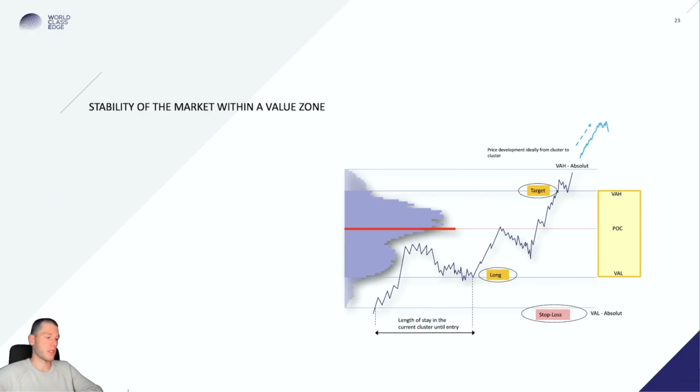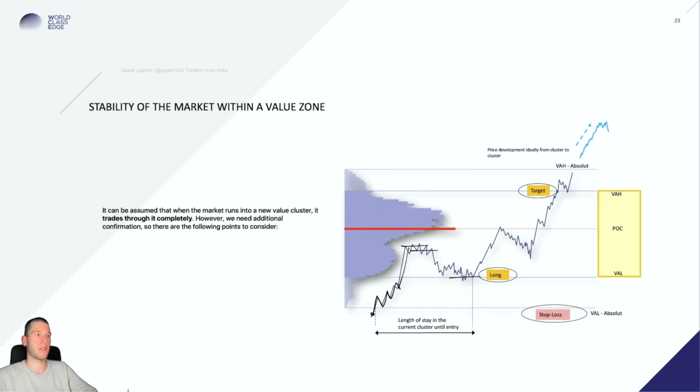So now we will discuss the stability of a market within a value zone. So if we open outside of a value zone and we accept the previous profile, and at some point we are going to accept the previous value area range because we stay a long time in there, we will look for longs at the value area low with different setups.